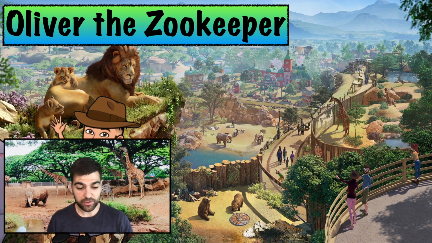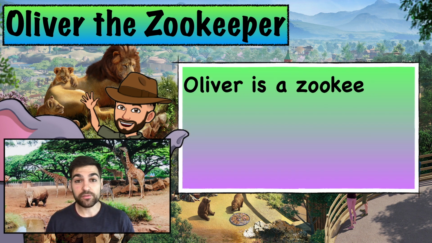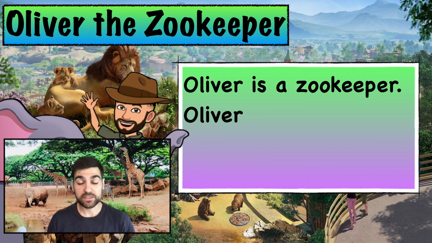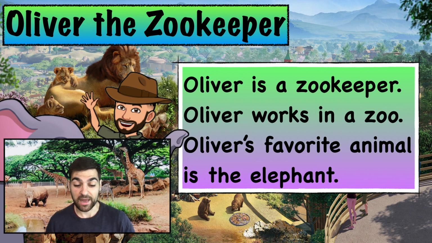Oh, so there's Oliver. Oh, with his elephants. So, this is my brother Oliver. And Oliver is a zookeeper, because Oliver works in a zoo. And Oliver's favorite animal, as you can see, is the elephant.